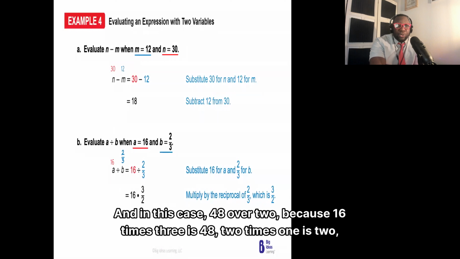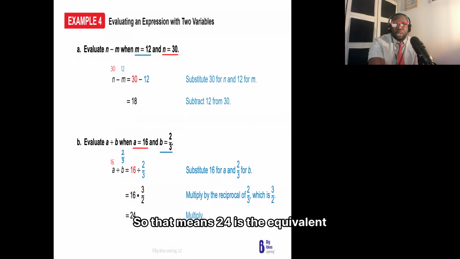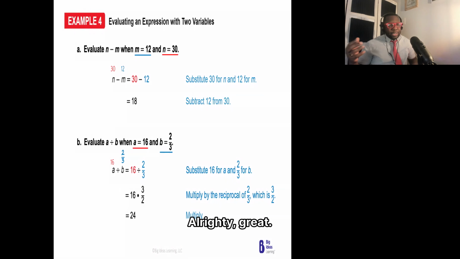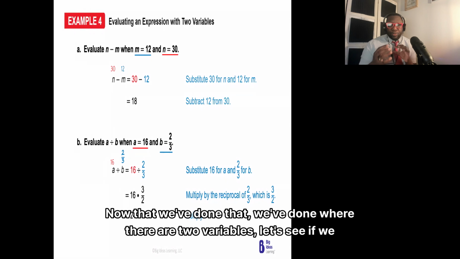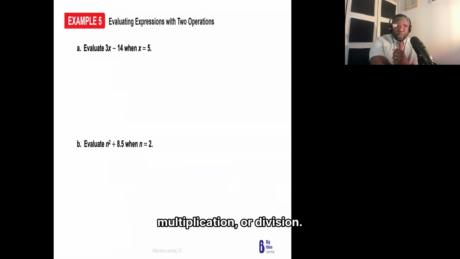And in this case, 48/2, because 16 times 3 is 48. 2 times 1 is 2. So 48 divided by 2 is what? Oh, that's a little easier to work out. That's equal to 24. So that means 24 is the equivalent of 16 divided by 2/3. Alrighty? Great. Now that we've done where there are 2 variables, let's see if we can work it out with 2 operations, meaning addition, subtraction, multiplication, or division.